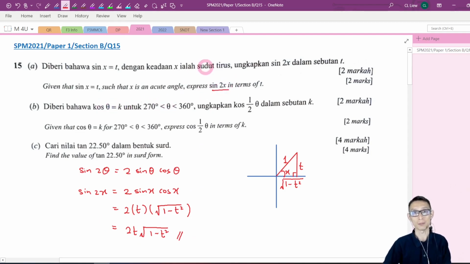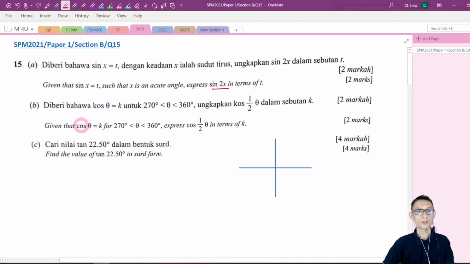Now let's go to part B. Given that cosine theta is equal to k and theta is greater than 270 degrees, less than 360 degrees. So this means the fourth quadrant. Express cosine 1 over 2 theta in terms of k. Let me sketch a diagram for you first. So this is the fourth quadrant, right? Draw a right angle triangle over here. This is theta.